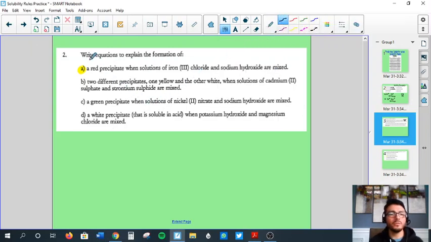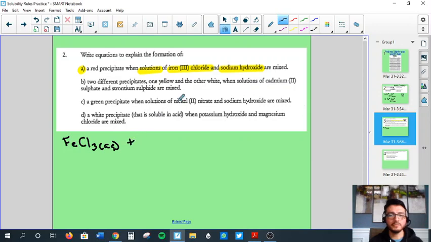All right, so write equations to explain the formation of a red precipitate when solutions of iron 3 chloride and sodium hydroxide are mixed. Now here's another keyword, solutions. That means they are aqueous. So iron 3 chloride means iron has a +3 charge, and chlorine being a halogen has a -1. That means we need 3 of those. That is aqueous because the question says solution.